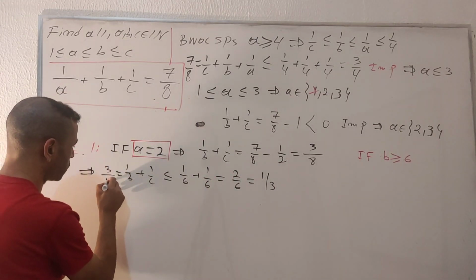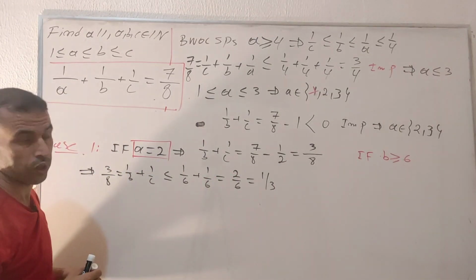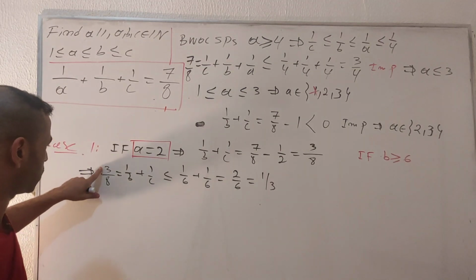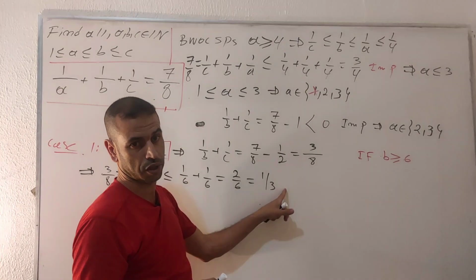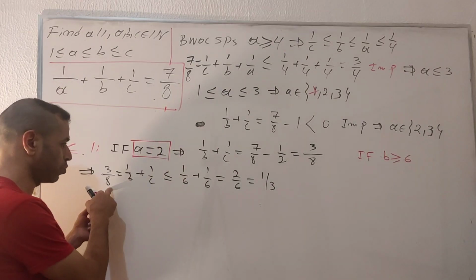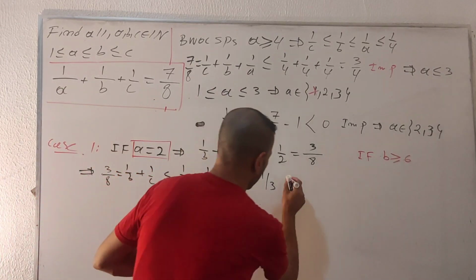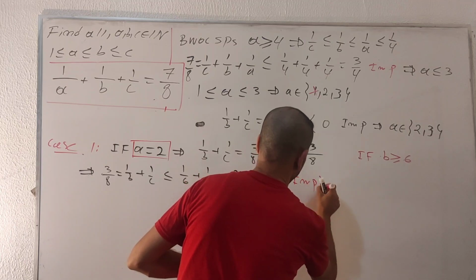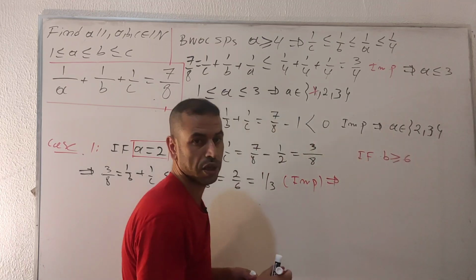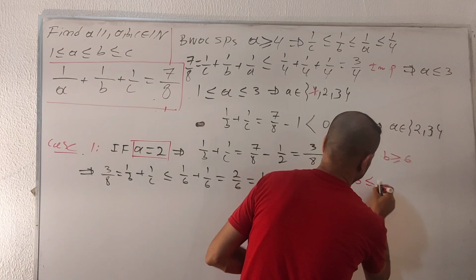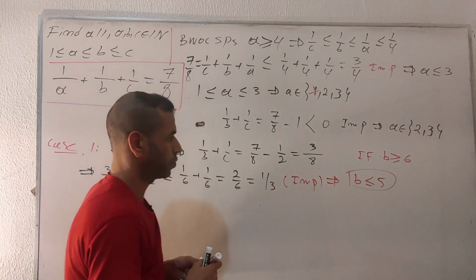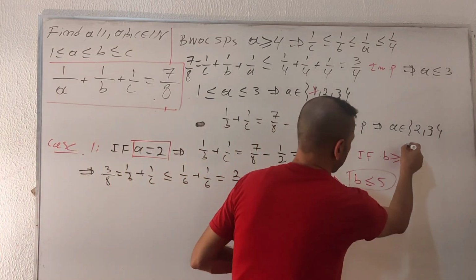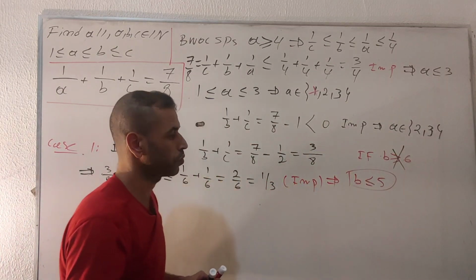But this is not true as well, because 3 over 8 is giving us 0.375, and 1 over 3 is giving us 0.33, which is impossible for this one to be inferior to that one. Also it's impossible. What does this mean? That B must be inferior to 5, not this one. This one is not true, this one is true.